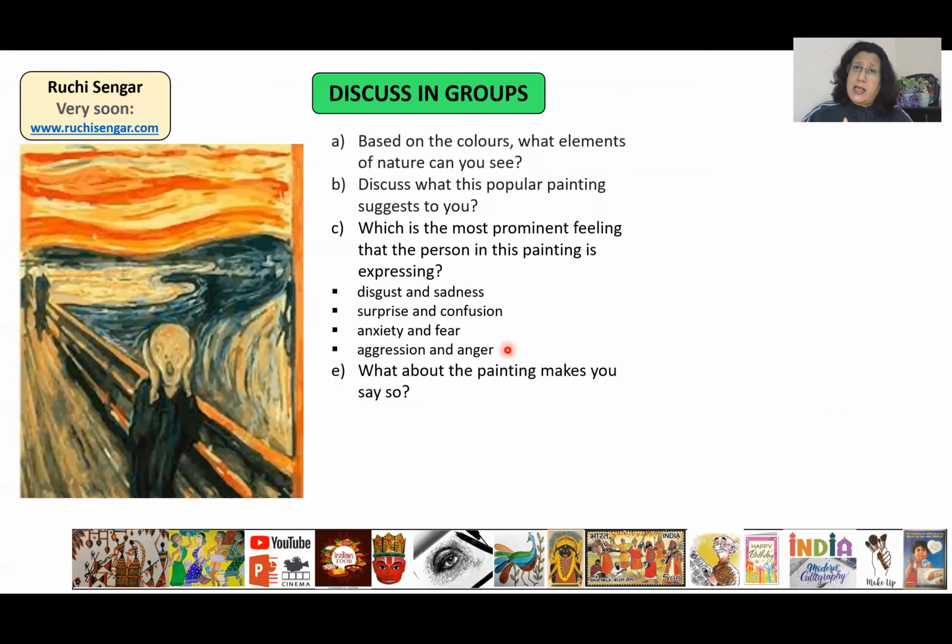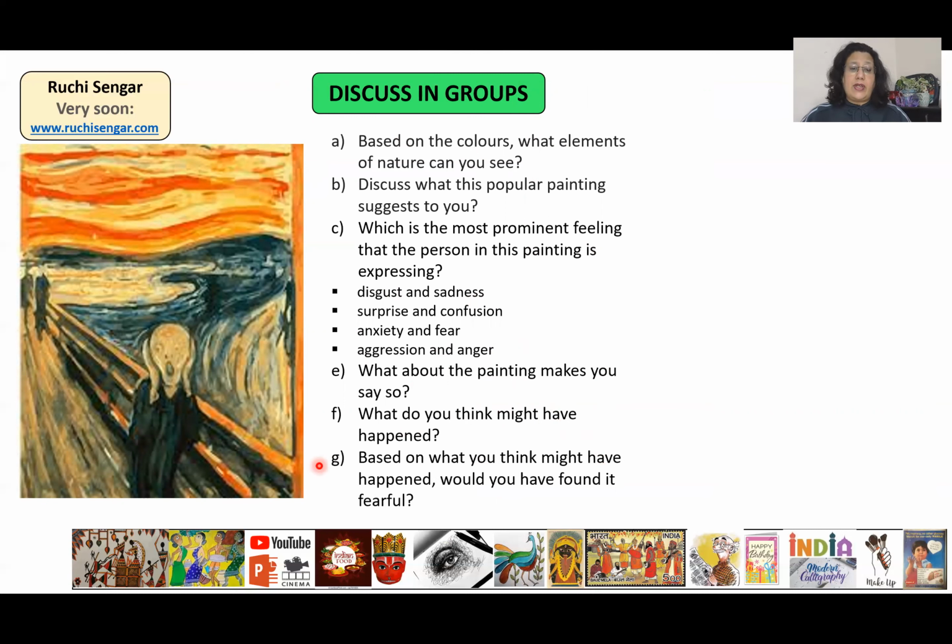You're asking them to discuss in groups. Once you've shown them all the questions, what do you think might have happened for such an expression to have taken place, right? To be shown. Now, you could show them all the questions and tell them to launch a discussion in the groups while you are monitoring the discussions. And then maybe you could ask one or two odd groups to come up with certain answers and see if the rest of the class agrees. Based on what you think might have happened, would you have found it fearful? If you're saying that this is what has caused anxiety and fear, would you have found it fearful? Why not? Remember, you haven't yet started the chapter at all, right?